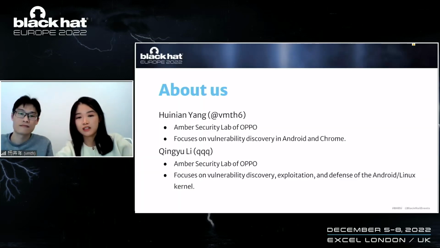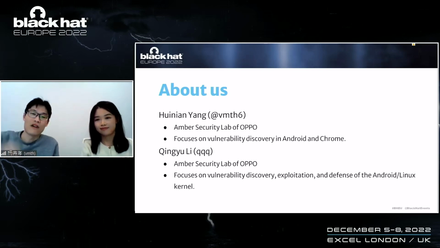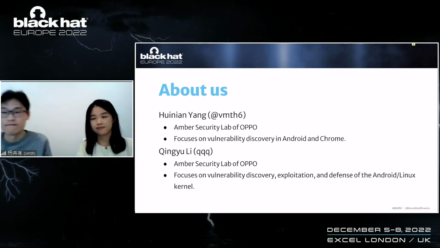Firstly, a brief introduction. I'm a security researcher in Oppo Amber Security Lab. My job is to take care of security of Oppo products, mainly about OS, and I also spend some time on Chrome and Android security. So my briefing today will involve both of them. Now I will let Qingyu introduce himself. Hi everyone, I'm Qingyu. I'm a security researcher in Oppo Amber Security Lab. I mainly focus on vulnerability discovery, exploitation, and the defense of the Android Linux kernel.